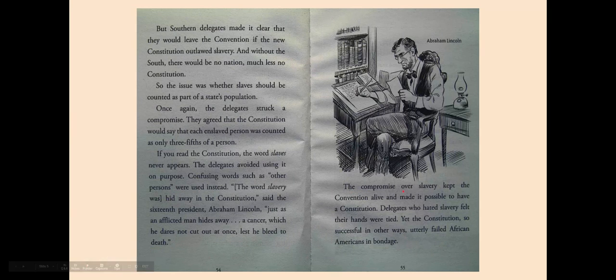The compromise over slavery kept the convention alive and made it possible to have a constitution. Delegates who hated slavery felt their hands were tied. Yet the Constitution, so successful in other ways, utterly failed African Americans in bondage, so in slavery.